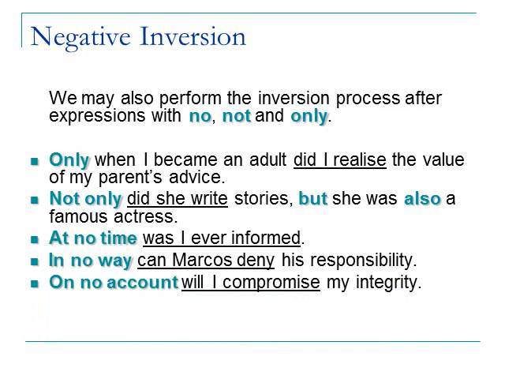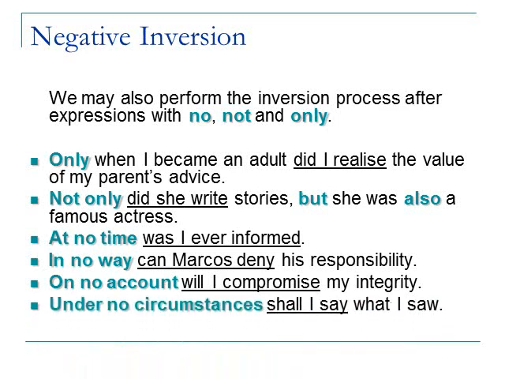On no account will I compromise my integrity. So there you got some other patterns which start with all of those sentences, with all those elements, and they have a negative somewhere in between, with the exception of only. And under no circumstances, this is the one that I like very much. Should I say what I saw?